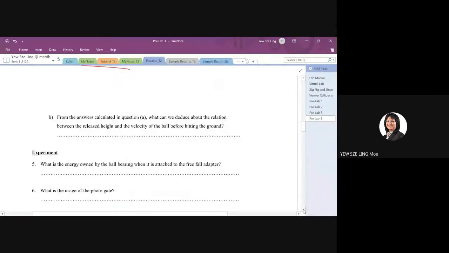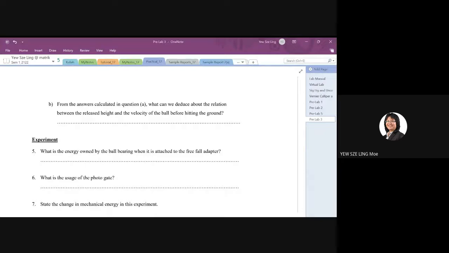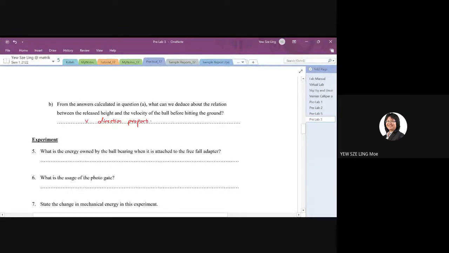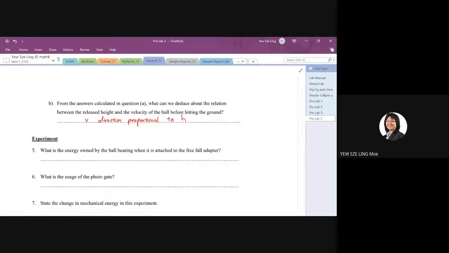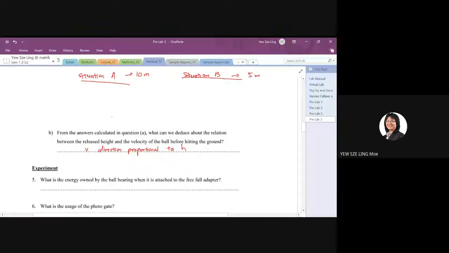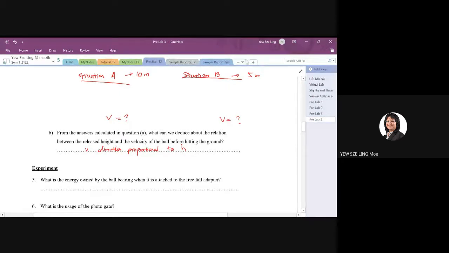Okay. So from the answers you calculated, what can we deduce about the relation between the release height and the velocity of the ball before hitting the ground? The velocity V should be directly proportional to height, H. So this is what you should observe. Later you can try it out and look at the height and the value of V. For a 10-meter height and a 5-meter height, you observe the value of V. The 10-meter height should have a larger V, and the 5-meter height should have a smaller V. So in that case, we can conclude that V is directly proportional to H.